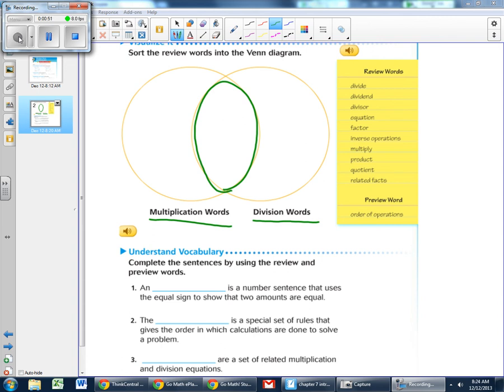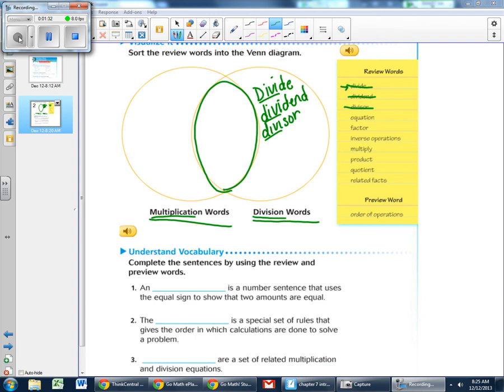So if we look at the word divide, you'll need to decide, is that a multiplication word or is that a division word? And hopefully, divide goes in the division side. Dividend, also a division word. And divisor. If you look at those three words, you can see that they all have the same beginning, which should give you a clue that those are all division words.